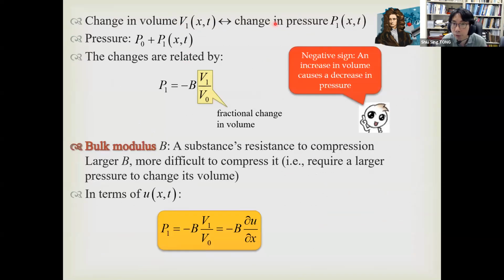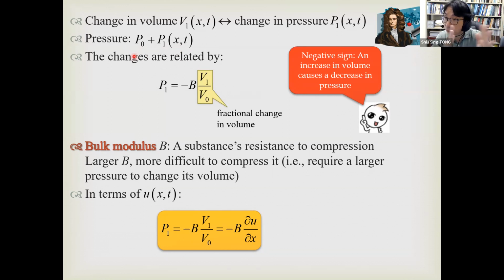Now the change in volume will give rise to a change in pressure, because when the air column is compressed or extended, there should be a corresponding change in pressure, which we call P1. Now the equilibrium pressure we denote by P naught. P naught is simply the atmospheric pressure. But if I have a disturbance now, if the wave passes, there will be a change in pressure. And we denote that changing part by this function, P1 as a function of x and time t. If there's no disturbance, if there's no u, then P1 is 0. We only have the atmospheric pressure at equilibrium.